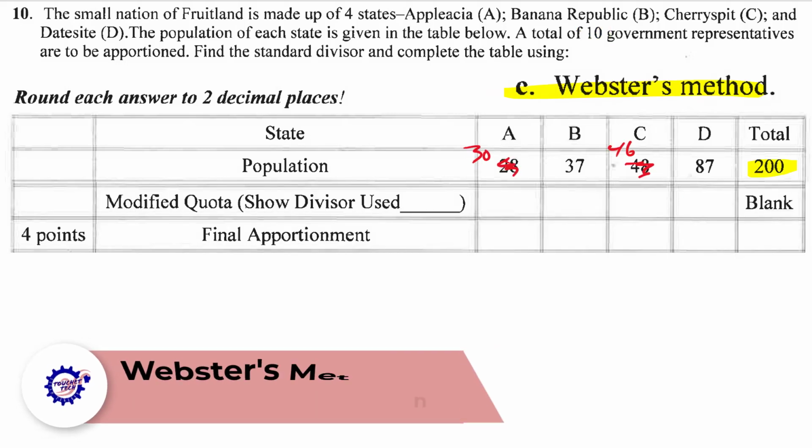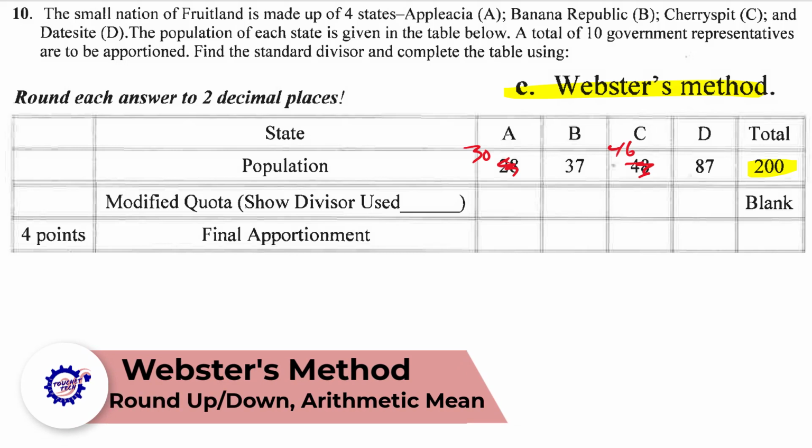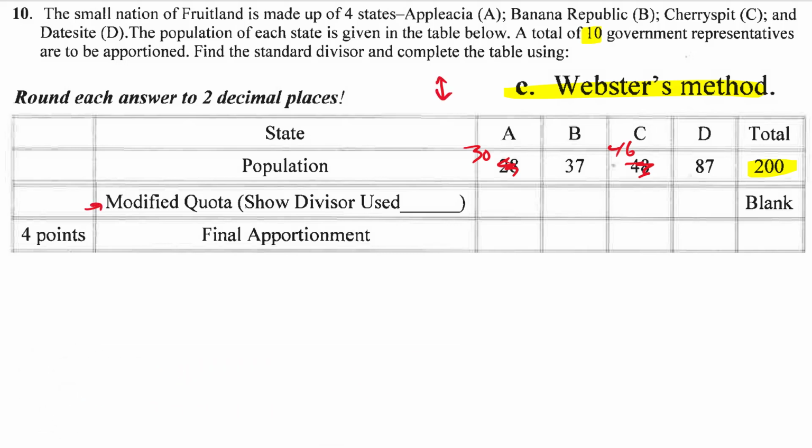All right, let's take a look at Webster's method. Again, I still only have those 10 representatives to do. Webster does a nice thing, though. It allows us to round either up or down, and we're going to be modifying our quota. So we might as well try out, let's see if 20 works.